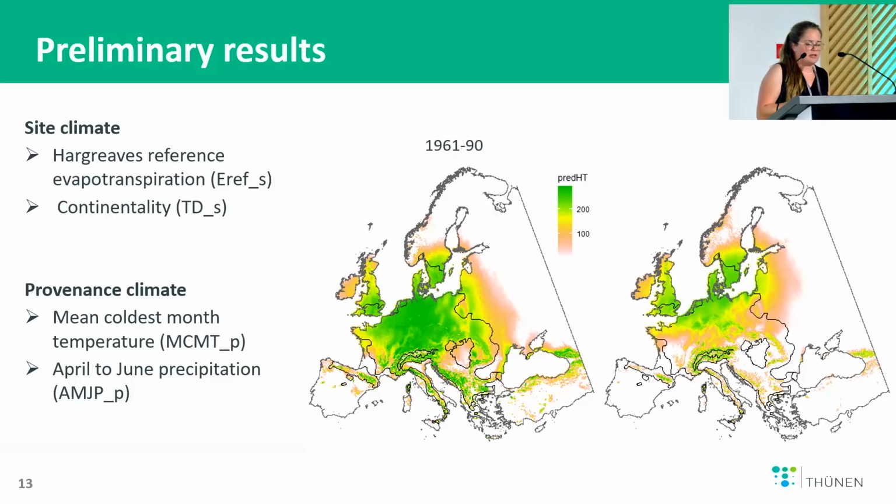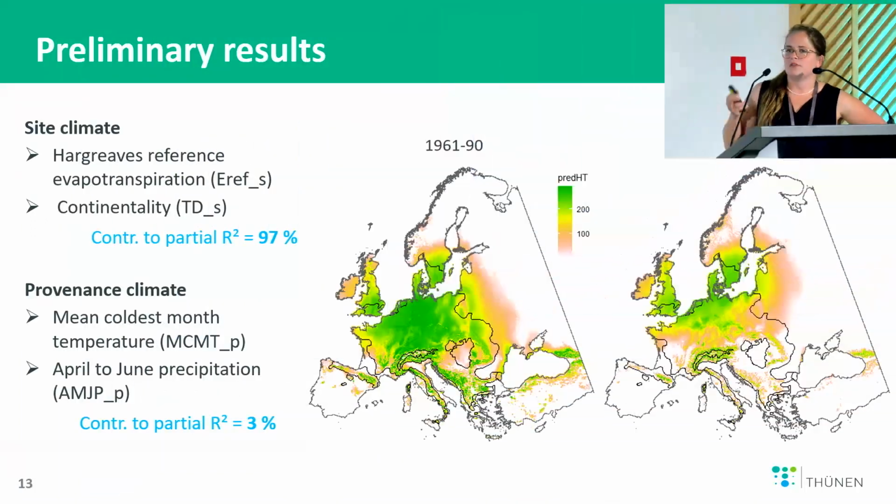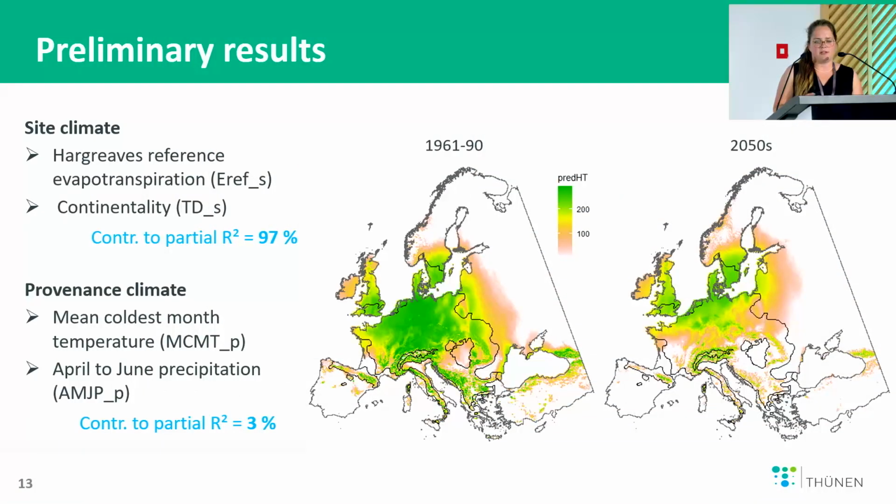However, I call this preliminary, and I don't think that this is the last output we will get for beech, because there is one issue with this model. About 97% of the variation that we could attribute by this analysis right now was due to the site climate. So that was a highly plastic response, and we couldn't really identify good clines with the climate of provenance origin. There was only 3% that was attributed to the climate of origin.